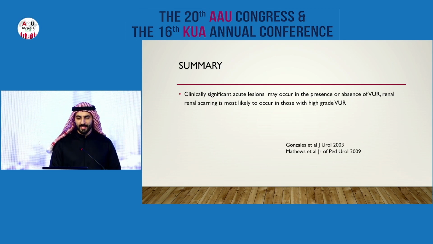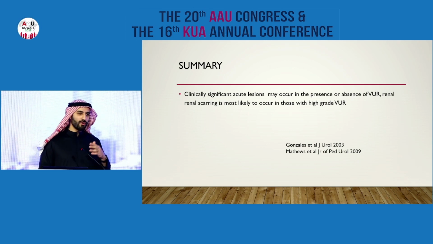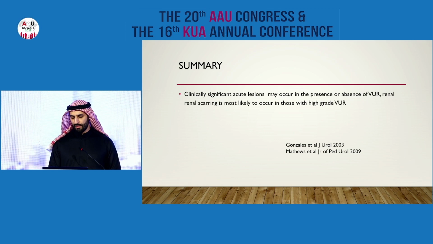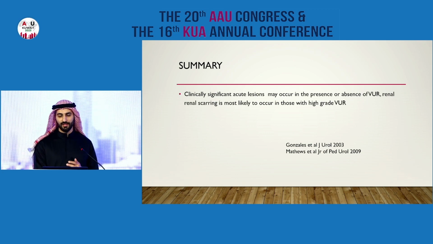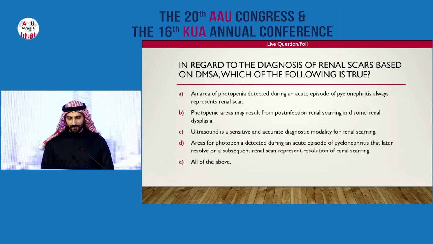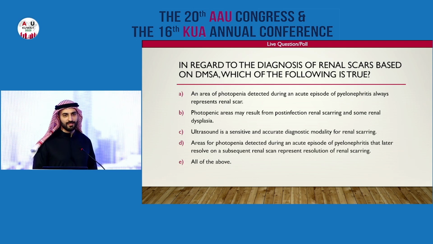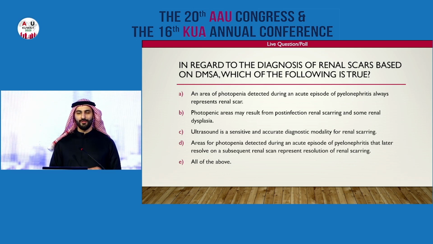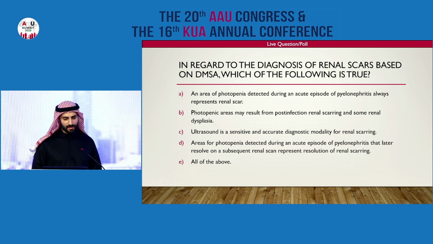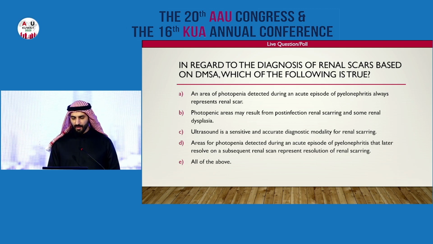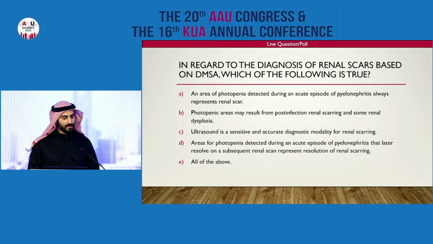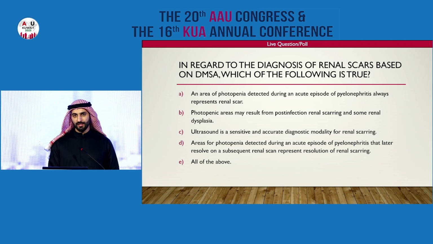Clinically, to sum up, clinically significant acute lesions can occur in the presence or absence of reflux. However, renal scarring present on the DMSA is more likely to happen with high-grade reflux, and high-grade reflux is grade 3 and above, basically dilating reflux. This slide is a preparation for us to speak about the top-down approach and the bottom-up approach in diagnosing reflux. Basically, in a DMSA, photopenic areas can represent post-infection scarring and some renal dysplasia.